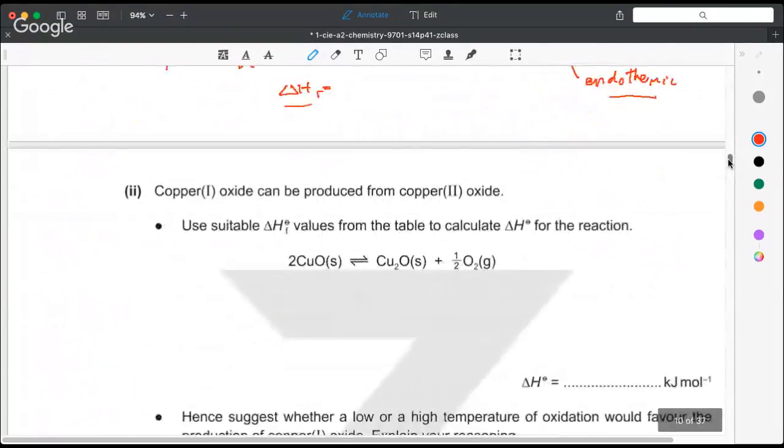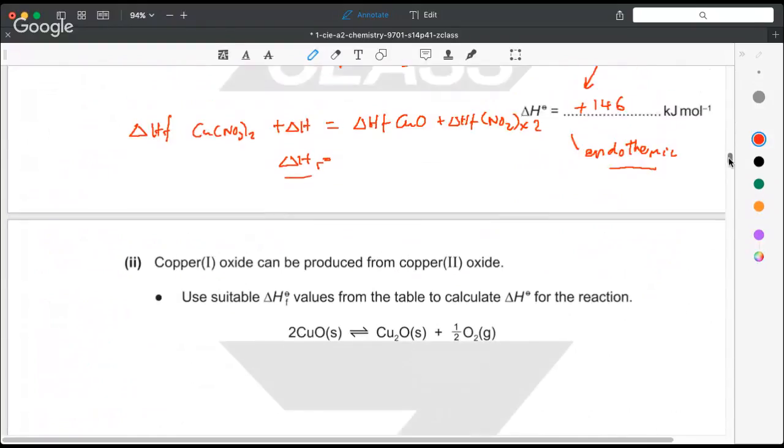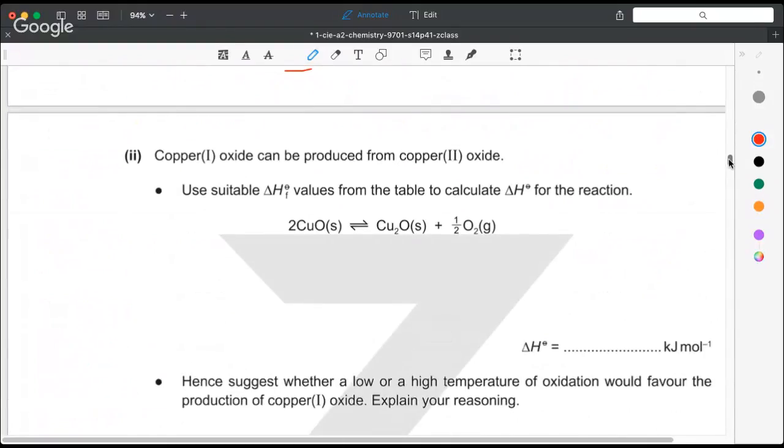All right, so there's another one here. Exactly the same thing again, I think. You've got to draw a little cycle. And here, you're making copper oxide, aren't you? But you're making 2 moles of it. So that's 2 times the enthalpy of formation of copper oxide.